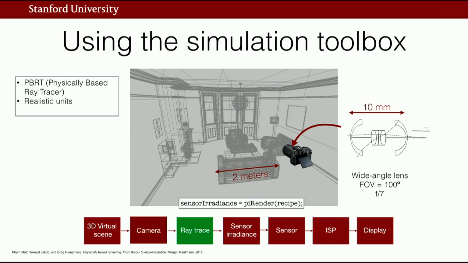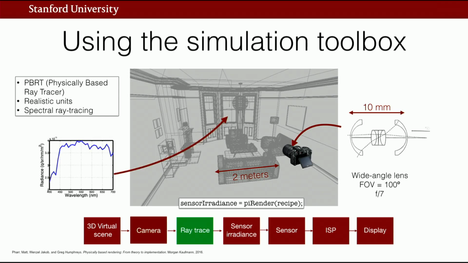I also want to add that our simulation has realistic units. So for example, this sofa is 2 meters wide, and that lens is 10 millimeters wide. Also, in our simulation, we ray trace spectrally, which means that we care about wavelength information. So for example, you might want to specify that the light coming out of that window in the back has a radiant spectrum that looks specifically like this. So we simply run this MATLAB command, and then we calculate the light that comes from the scene and arrives onto the sensor.